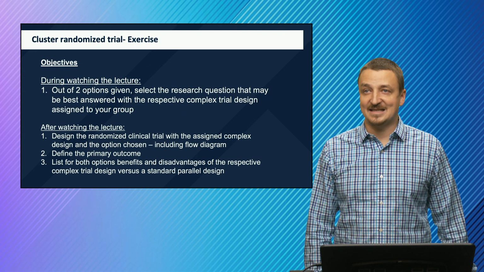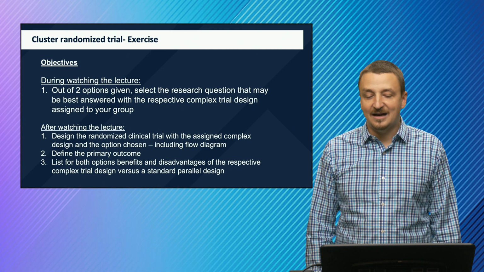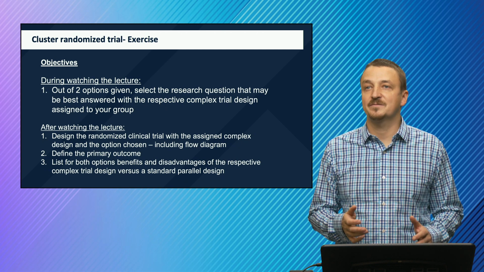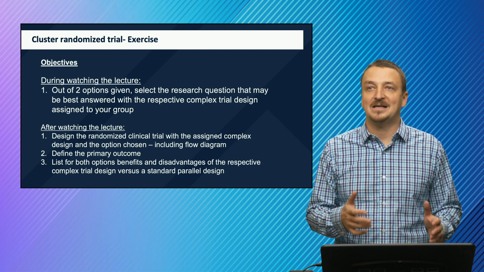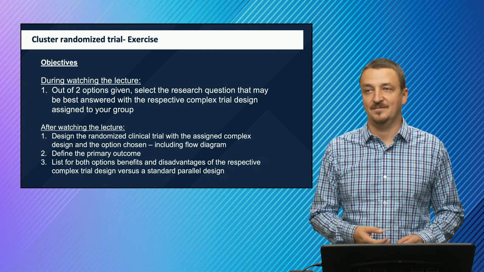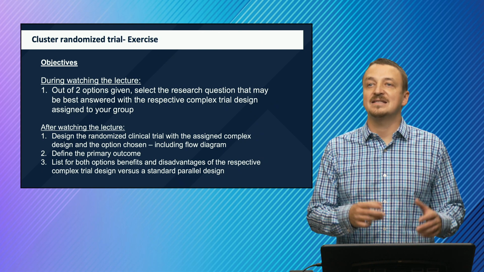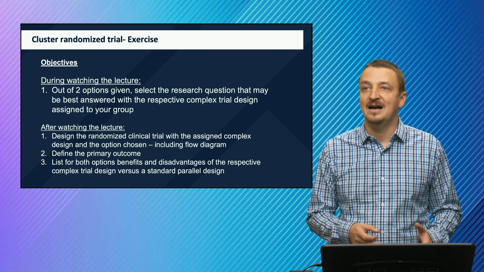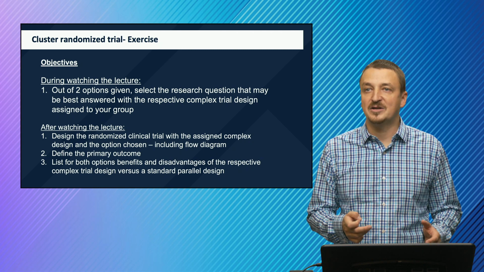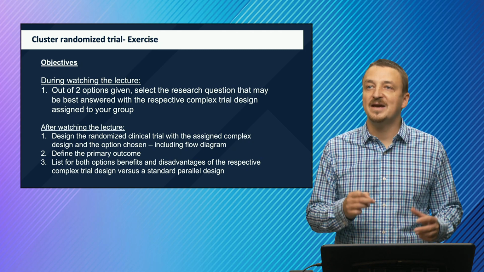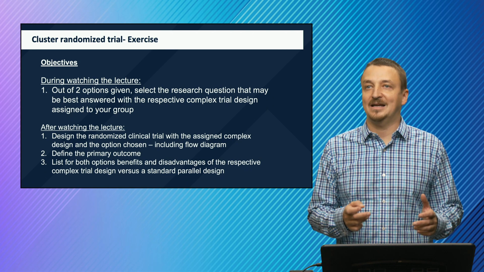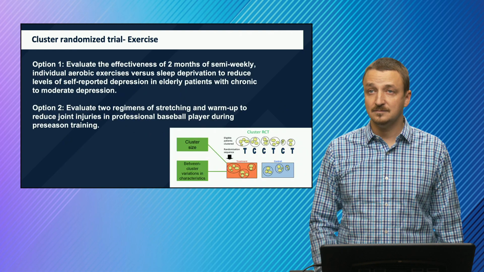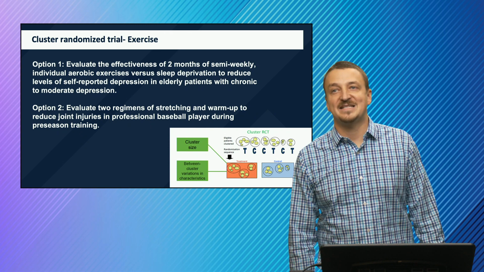This brings us to our exercise. The objectives here are, while watching the lecture, I'll give you two options, and please select for yourself the research question that may be best answered with a cluster randomized trial design. After watching the lecture, you can design the randomized clinical trial with the assigned cluster randomized trial design, including a flow diagram, define the primary outcome, and list for both options the benefits and disadvantages of the cluster randomized trial design versus a standard parallel design.